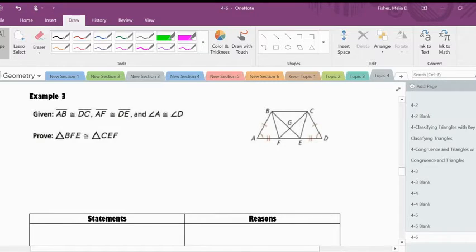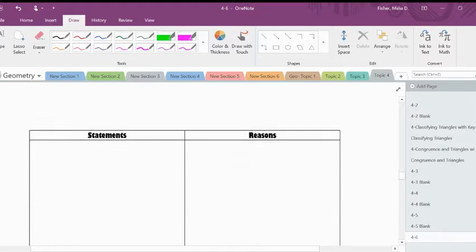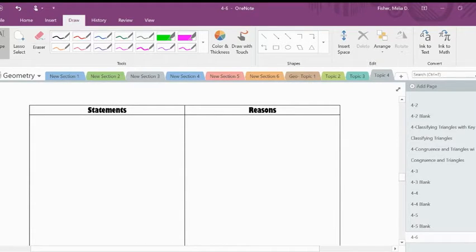We have some given information that AB is congruent to DC, AF is congruent to DE, and angle A is congruent to angle D. Those are all marked on the diagram. So the first thing we need to do is just put them into our proof.